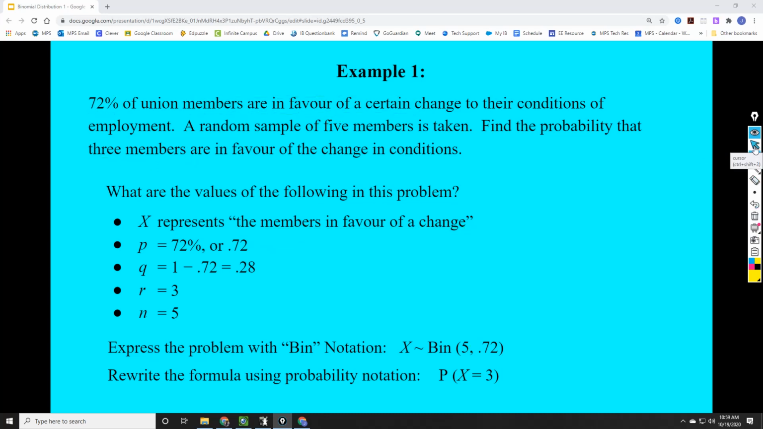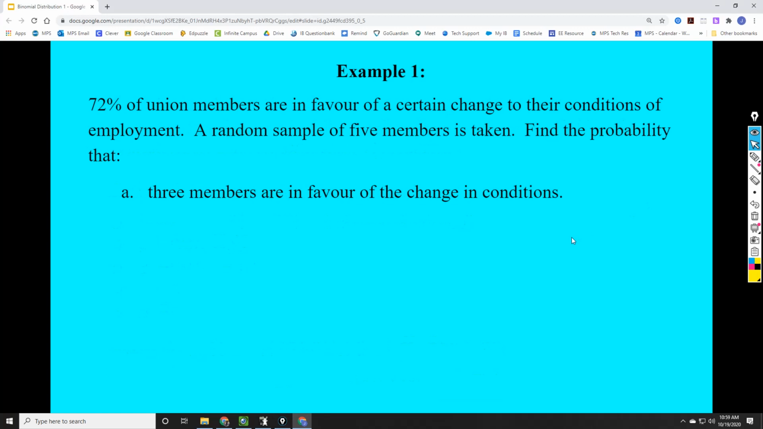So now let's actually do this math. So the exact same problem. 72% of union members are in favor of a certain change to their conditions of employment. A random sample of 5 members is taken. Find the probability that 3 members are in favor of this change in condition. Again, we can write this out. This lets us know what we're looking for. We're trying to find the probability that the members in favor of the change is 3, that there's 3 members.